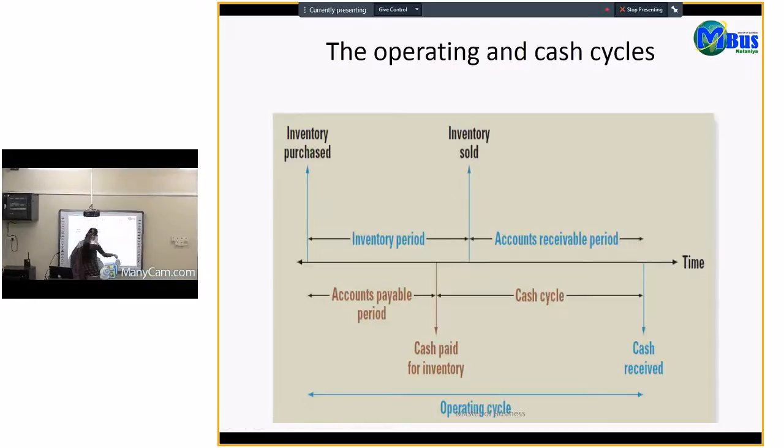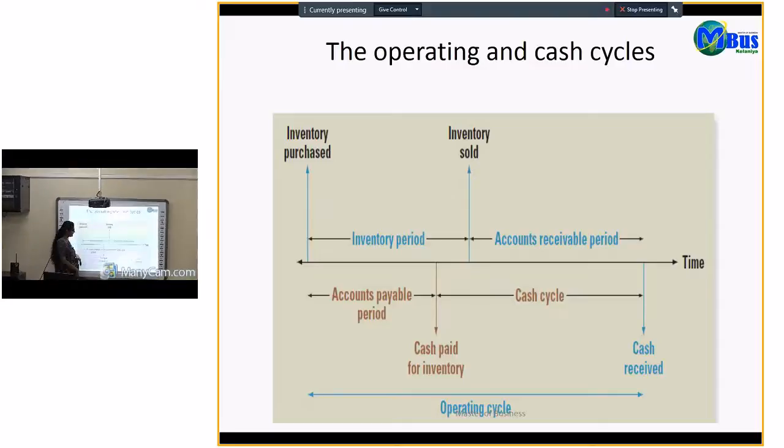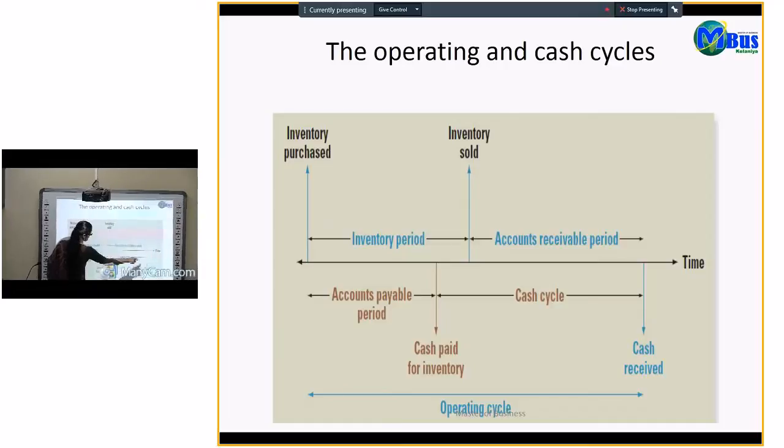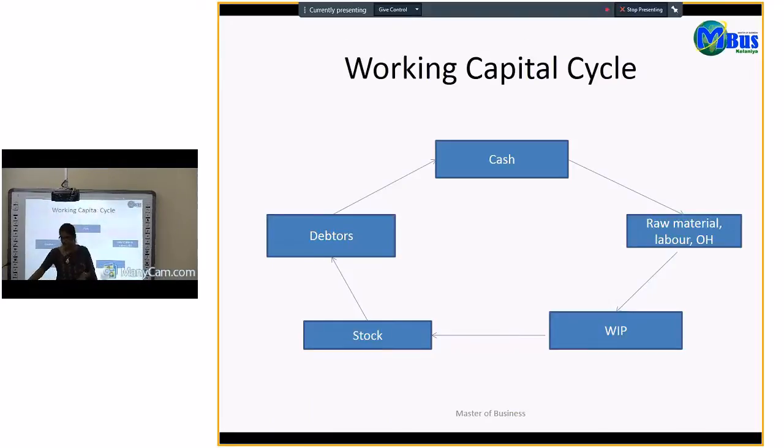Once we receive cash, what do we have to do? We have to pay cash for inventory. We have to make the payments to the creditors. Right? So the total period is called the operating cycle. Right? When you deduct this period from it, what remains is called the cash cycle, right?